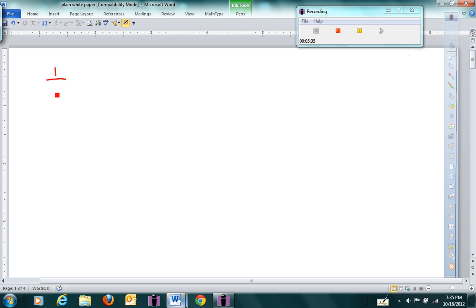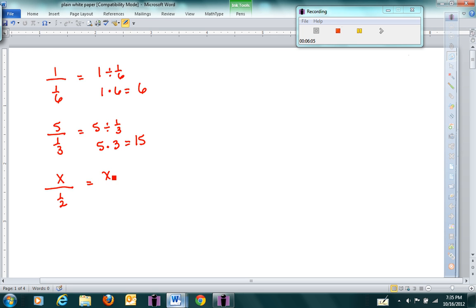Okay, if I had 1 divided by 1/6, we had that for a homework problem the other day, that's 1 times 6, which gives us 6, isn't it? If you have 5 divided by 1/3, that's the same thing as 5 times the reciprocal, 3, which gives you 15, right? So if you have x divided by 1/2, that's the same as x times 2, and that's going to give us 2x, isn't it?